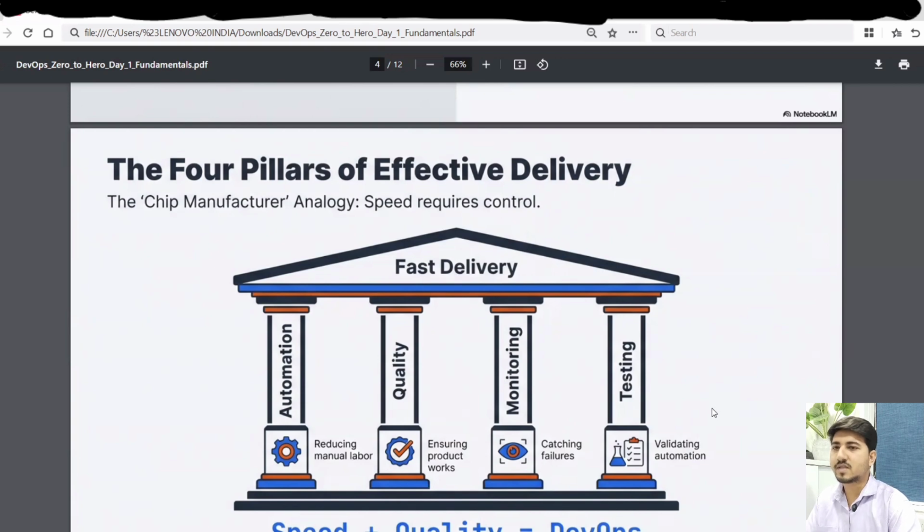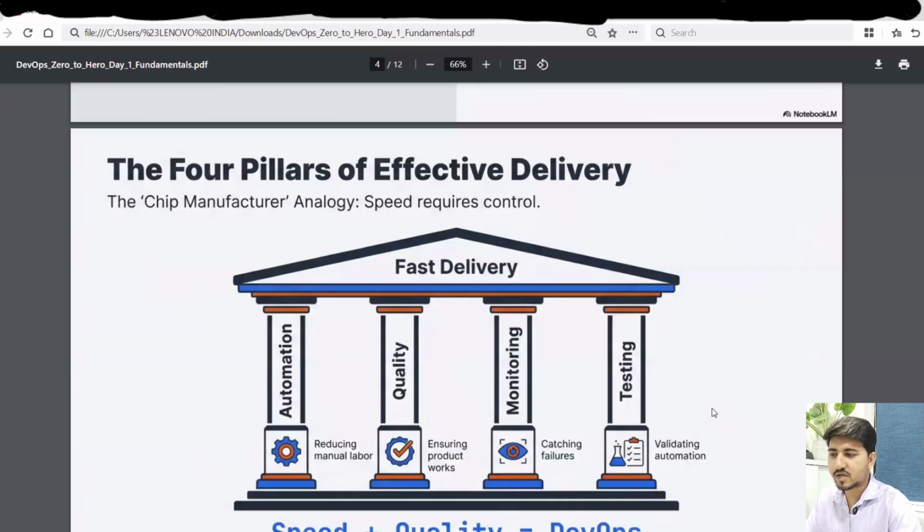So there are four main pillars for effective delivery. The first one is automation. Automation has to be there so that manual labor will be very little. If manual labor is very little and automation is there, the quality will already be enhanced.